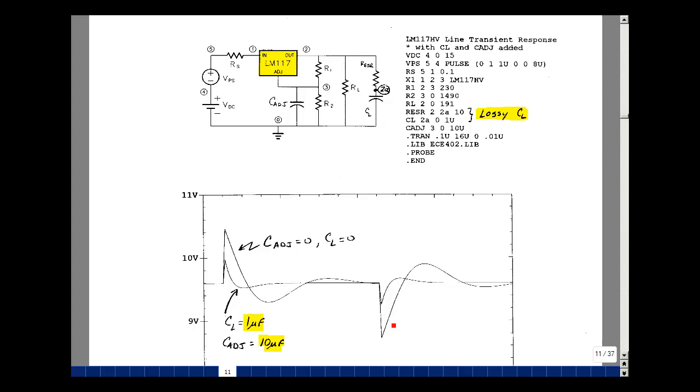But when I first hooked this up, my model went unstable, and I was really kind of puzzled by it. But I went back and looked at the data sheet, and it said to use an aluminum or a tantalum electrolytic capacitor here. Those are capacitors that have a very high value of ESR. So I went back in and said, okay, I'll include that in the simulation.